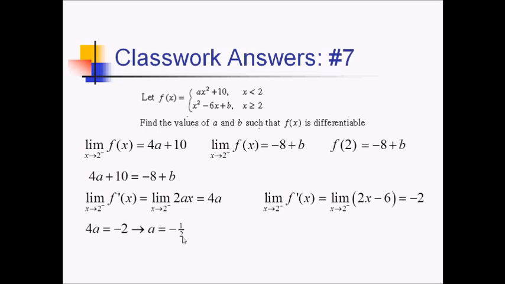Well, now that I know what a is, I can plug it back into this equation up here. So I can rewrite this as 4 times negative 1/2 plus 10 equals negative 8 plus b. 4 times negative 1/2, that's negative 2. Adding that to 10 gives us 8. Adding the 8 from the other side gives us 16. So there you go. A is going to be negative 1/2, b is 16.